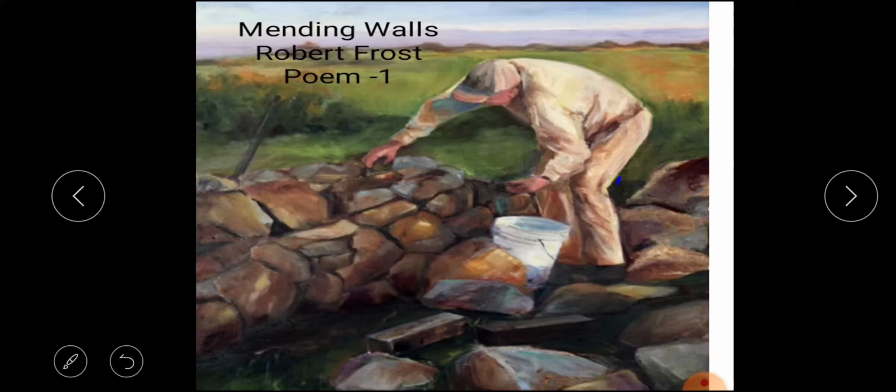So the speaker also argues that nature does not like such walls between men. That is why the mysterious gaps appear and boulders fall for no reason. But the neighbor won't pay heed to any reasons, and he simply repeats the saying that good fences make good neighbors, right. When we talk about the title Mending Wall, what does mending mean?